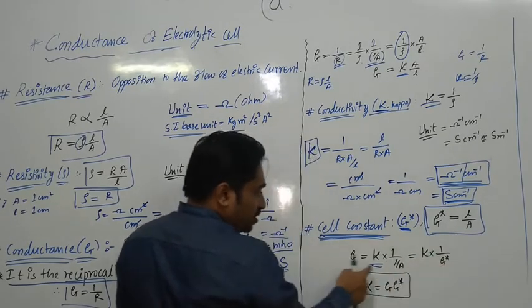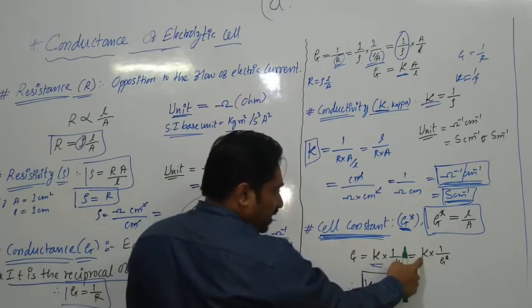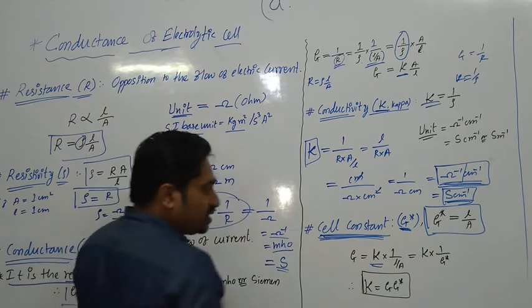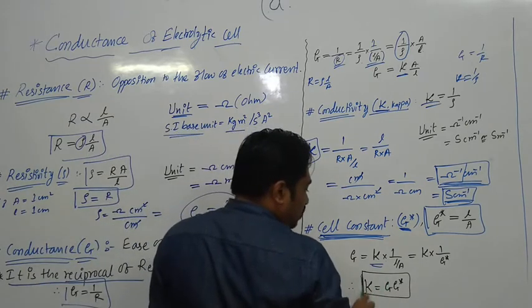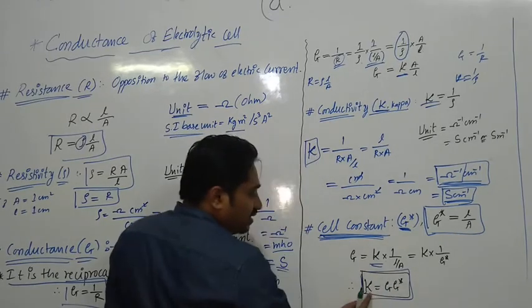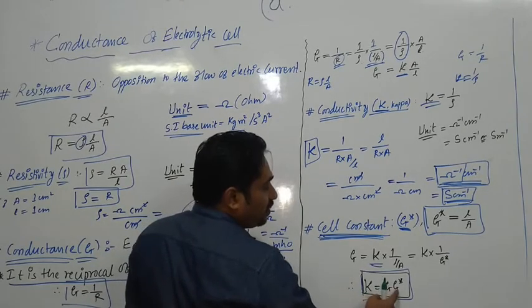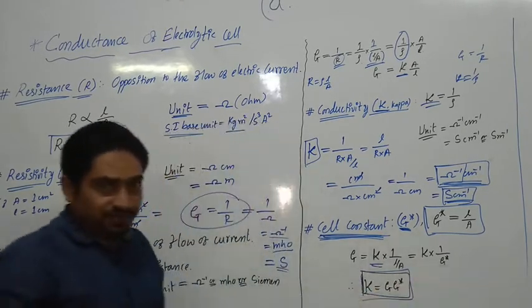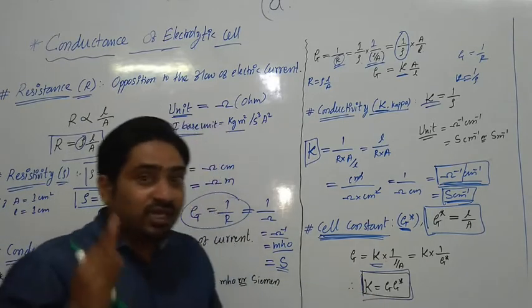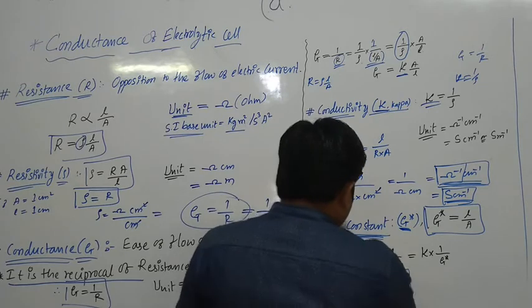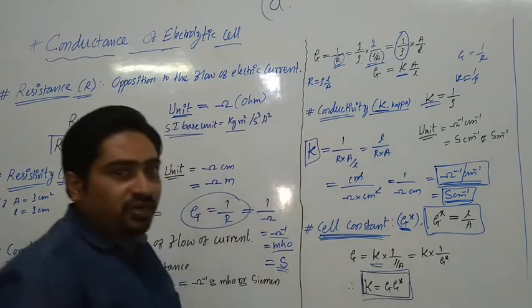If G star comes this side, what happens? Kappa is equal to G into G star. So what does this indicate? Conductivity of a cell is equal to conductance of a cell multiplied with its cell constant. So by using this equation you can solve the numerical problems, isn't it? So these are the parameters of the electrolytic cell.